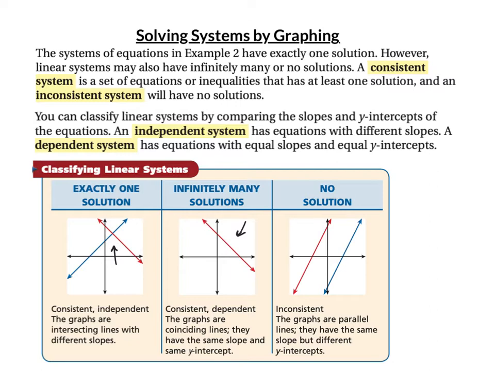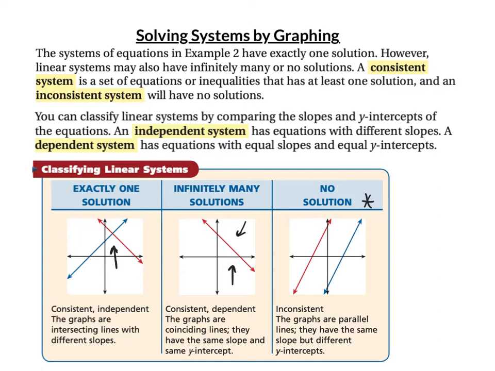Another way to say some of these things is inconsistent and consistent. Consistent just means it has a solution. That means that exactly one solution and infinitely many solutions are consistent because they have solutions. An inconsistent system would have no solutions. That is this one here when they're parallel. They don't intersect. They have no ordered pairs in common.